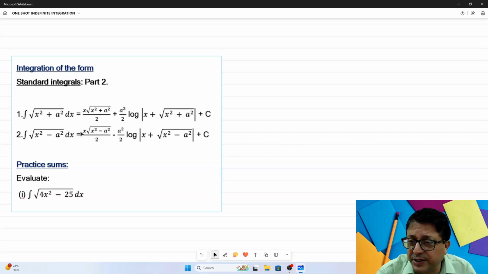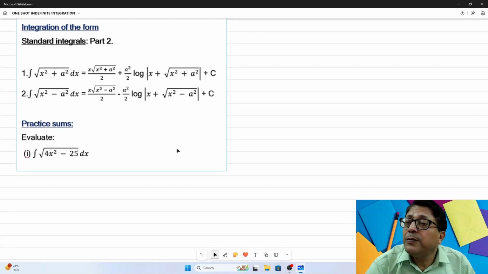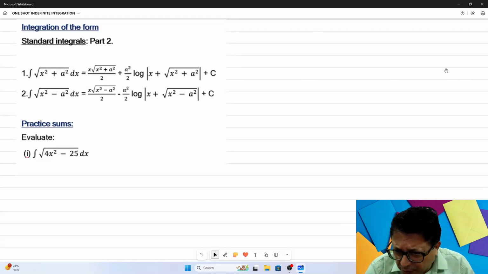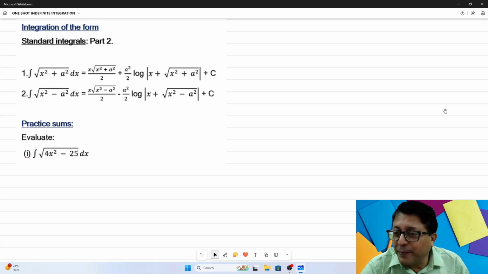Now, in integration by parts, we need to remember these two standard integral formulas also. The integral of root over x square plus a square is x root over x square plus a square by 2, plus a square by 2 log term. It is there in your syllabus. You must take care to remember all these formulas. These two formulas, not many, only two formulas. No trigonometry is there, only log based.